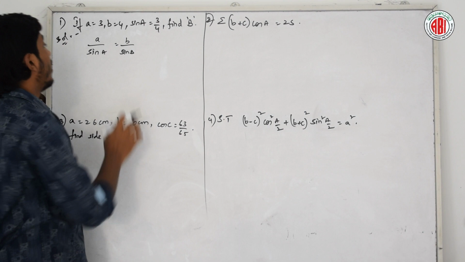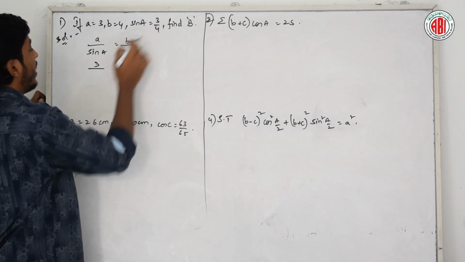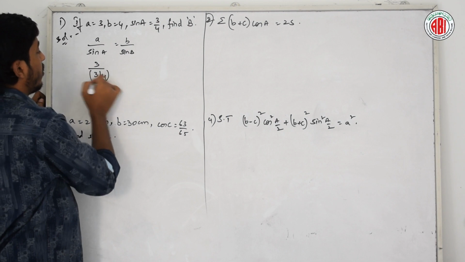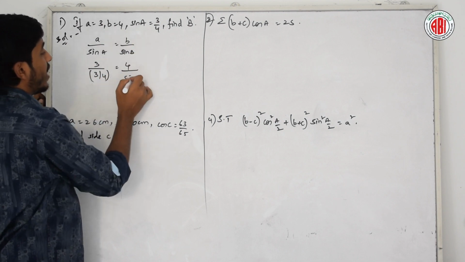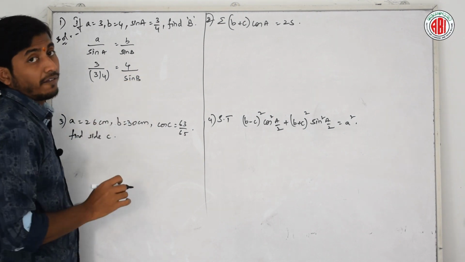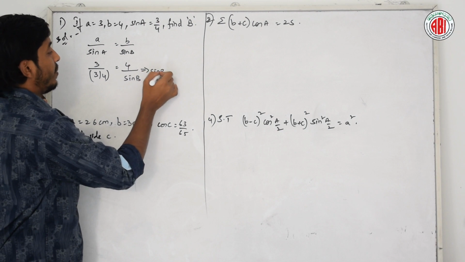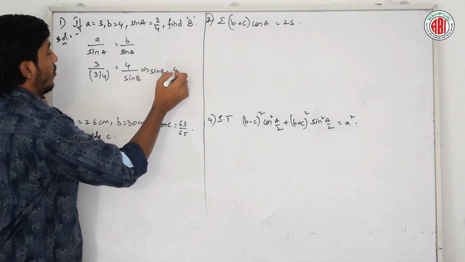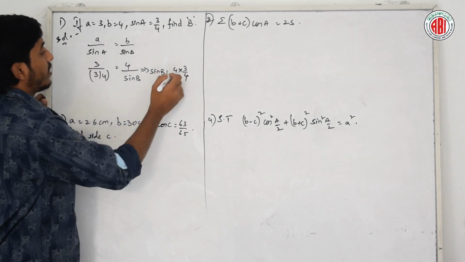Yes or no? Now see here, what is a? 3. Sin A, what is the value of sin A? 3 by 4. What is the value of b? 4. And what is the value of sin B? This is what we have to find. Right? Now check here. Sin B is equal to 4 into this 3 by 4 will go that side and this 3 also will come this side.